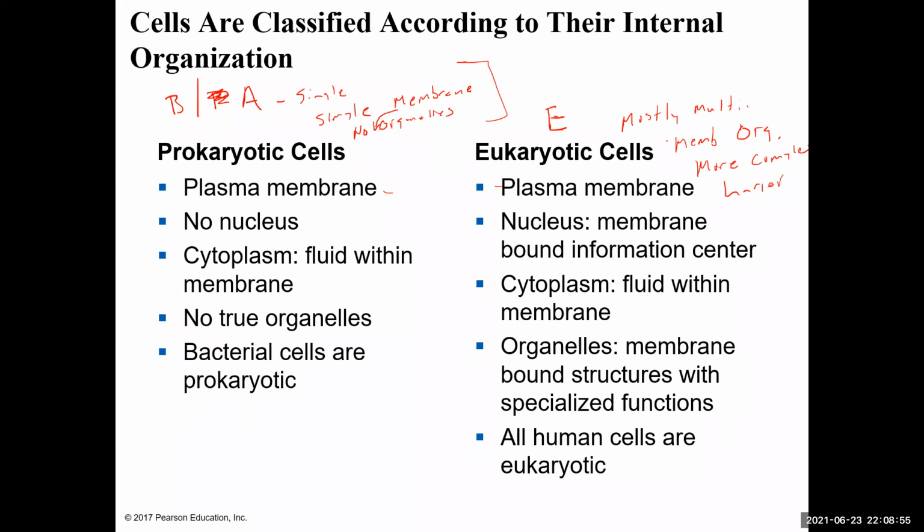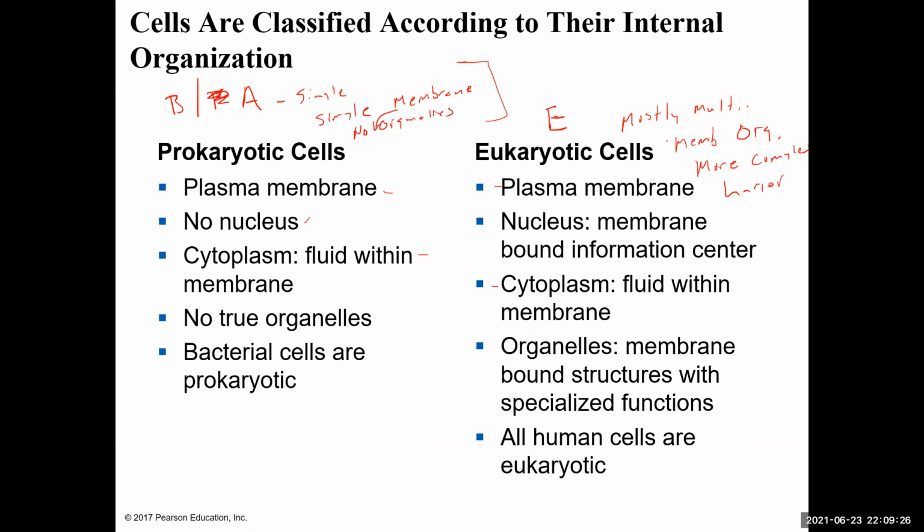Now, with prokaryotic cells, we said there are no membrane-bound organelles, and so that means there's no nucleus. Right? There are no other organelles or structures inside of the cell that have a membrane. The only membrane in prokaryotic cells is that plasma membrane. And then there's a fluid within the cells, inside of that membrane, that intracellular fluid, that's the cytoplasm. And you see that in both the eukaryotes and the prokaryotes.